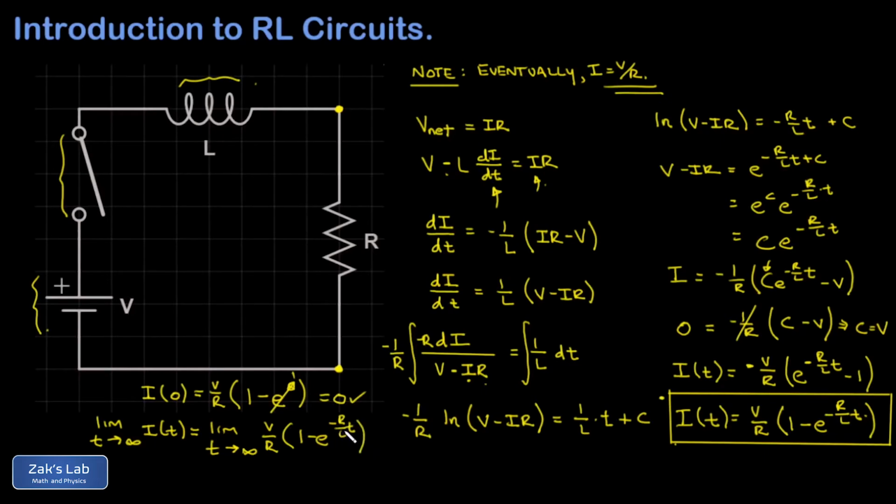That's a decaying exponential function, and when t gets very large in that exponent, I have e to a large negative power. In other words, that's approaching 0. So the result of the limit is just going to be the leftover V over R out in front, and that one checks out as well.